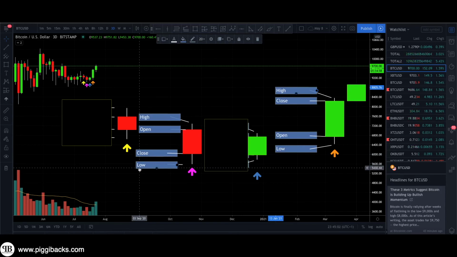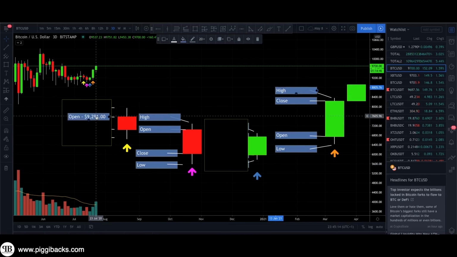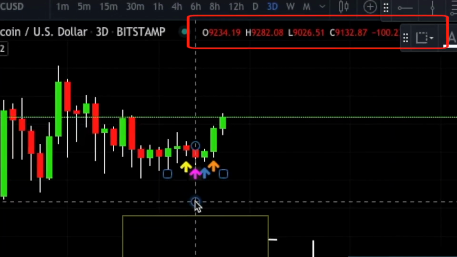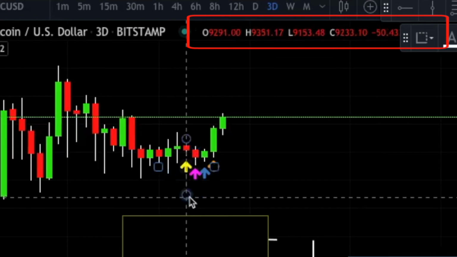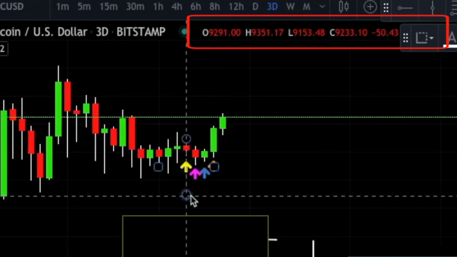So we're now going to look at labeling the actual price points. If we scroll right to our candlestick which has the purple arrow, we will see that we have the OHLC at the top. That's where we'll find our price points. Just to show you that these figures change when you move your mouse: if I move my mouse to the left, it's now showing me the open, the high, the low, and the close for the candlestick that has the yellow arrow pointing at it.